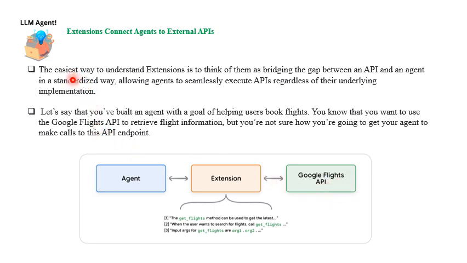Let me read this. The easiest way to understand extensions is to think of them as bridging the gap between an API and an agent, allowing the agent to seamlessly execute APIs regardless of their underlying implementation. The agent doesn't need to know about the underlying implementation of the API, and this extension allows the agent to connect to the API.